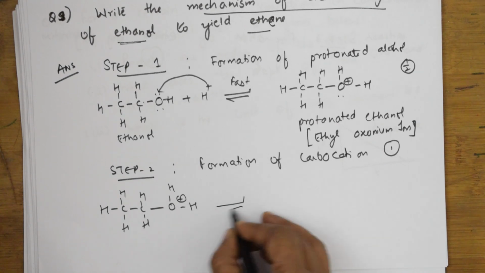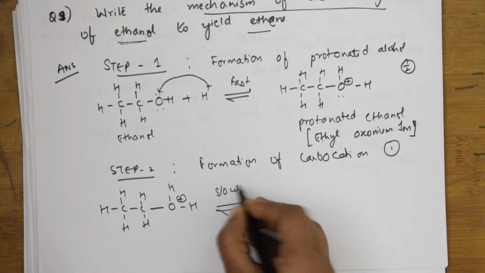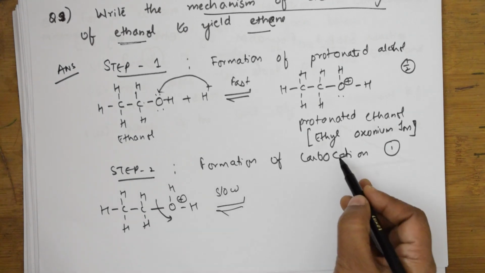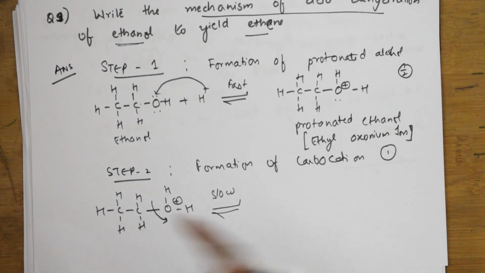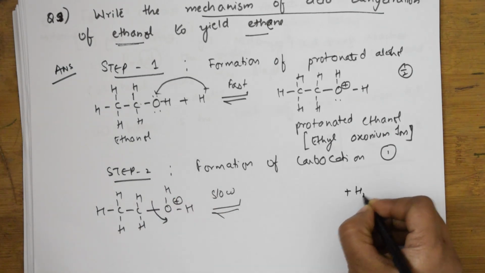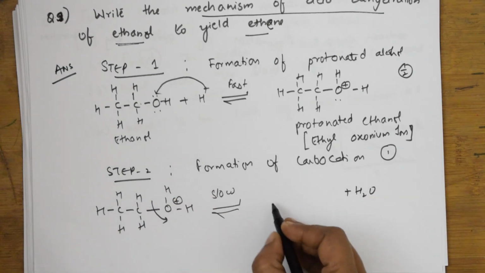Now this reaction is very slow. So what will happen? There is a cleavage of the bond because I have to form a carbocation. There is a cleavage of this bond, and that comes out as water molecules, H2O. Water is out. What are we left with? Now we are going to form the carbocation.